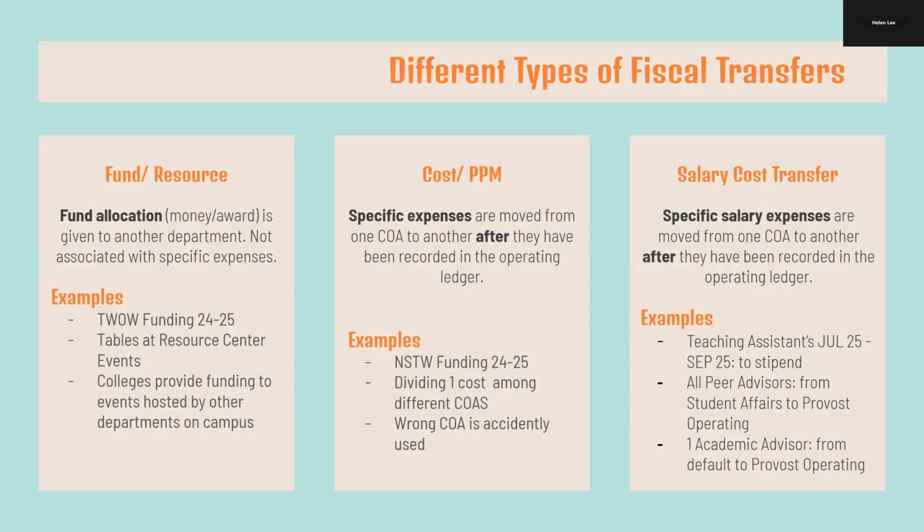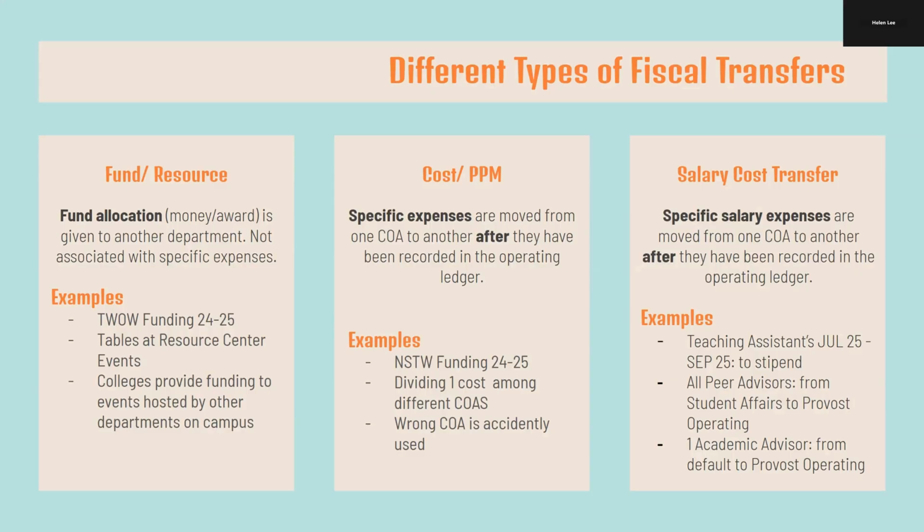Moving on to cost PPM transfers, these are specific expenses that are moved from one COA to another after they have been recorded in the operating ledger. So some examples of this would be the NSTW funding for years 24-25, or dividing one cost among different COAs. Or if you notice that a wrong COA was accidentally used, we can move that cost to a different COA.